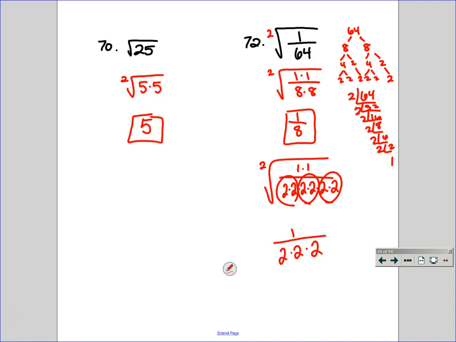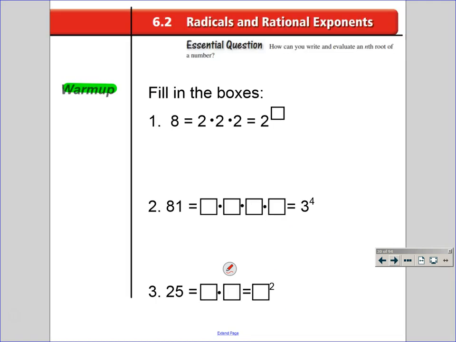What's 2 times 2 times 2? 8. So you could have gotten there either way. You're just always looking for pairs because what kind of root or radical is it? Square. Square root.